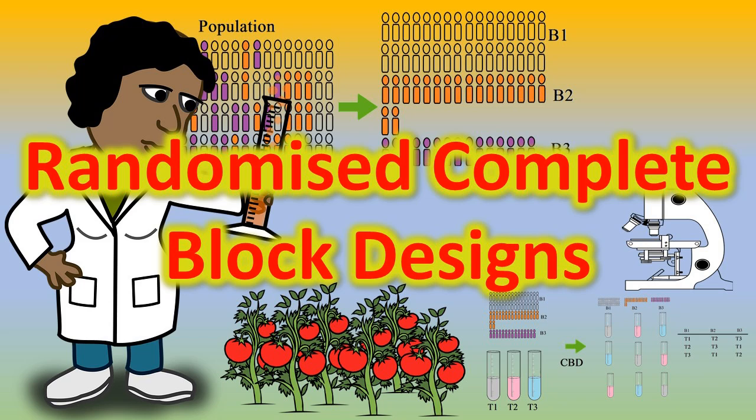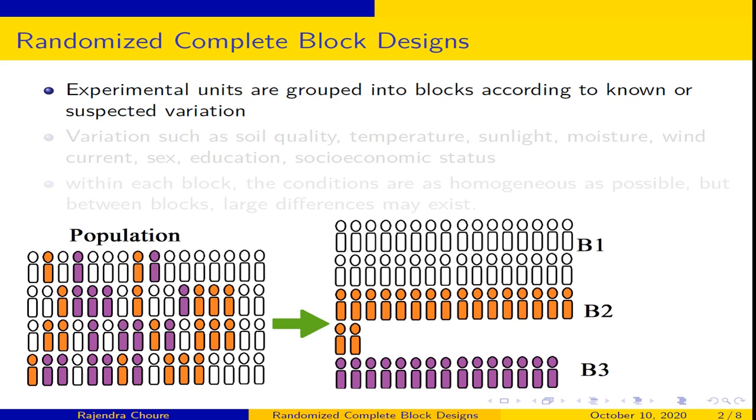In this session, we are going to study an important experimental design, randomized complete block designs. Randomized complete block designs are different than completely randomized designs. Completely randomized designs work well when the population is relatively homogeneous.